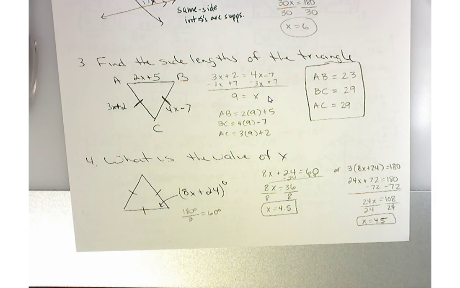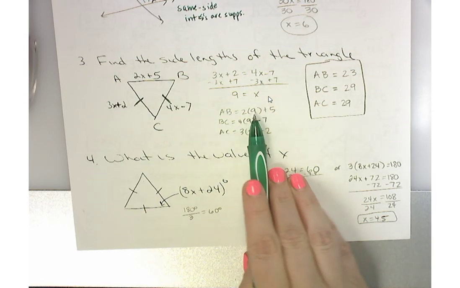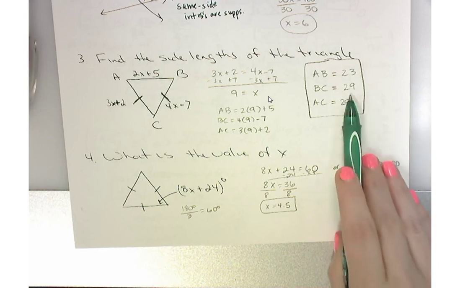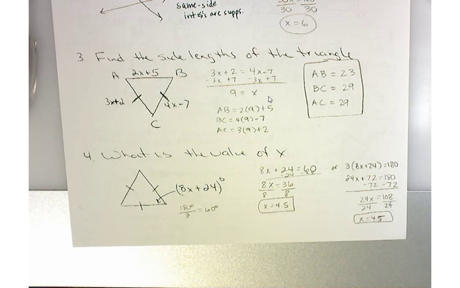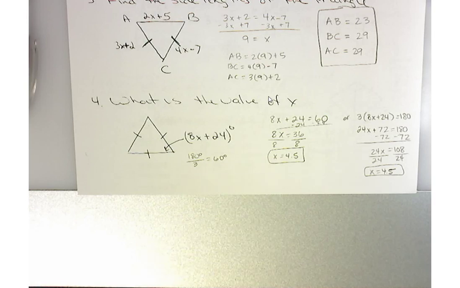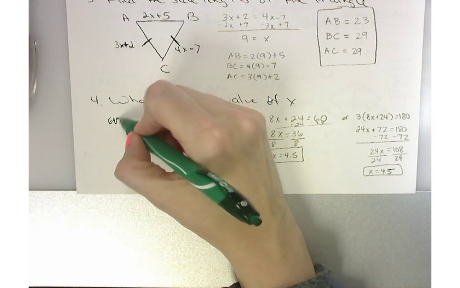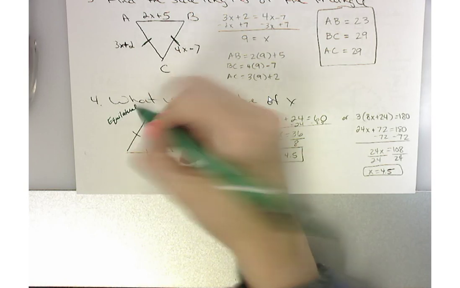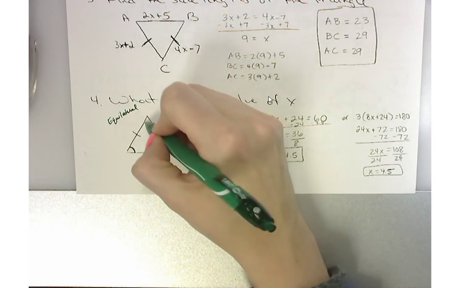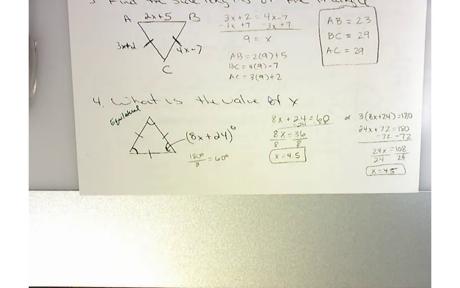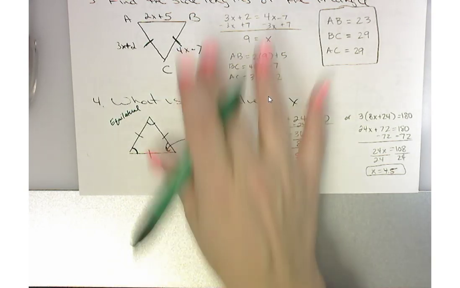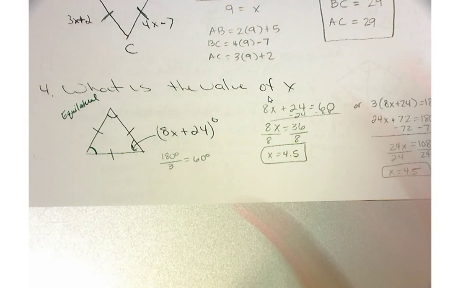Okay, for 4, what is the value of x? Now, we can see that this is an equilateral triangle. If it's equilateral, it's also what? Equiangular. If it's equiangular, then all of the angles equal 60. We know that this has to equal 60 in an equilateral triangle, so you could set 8x plus 24 equal to 60 and solve for x.